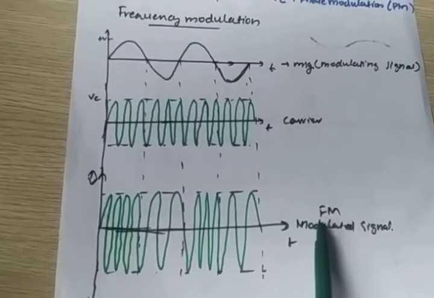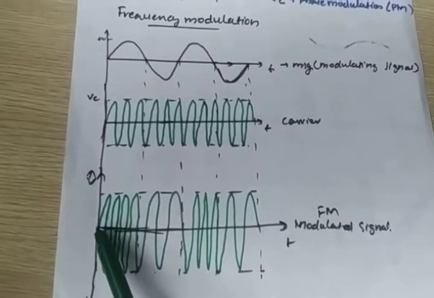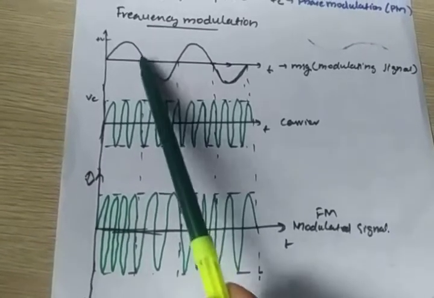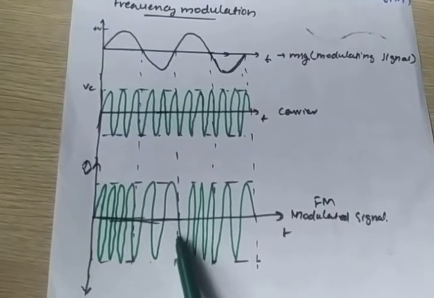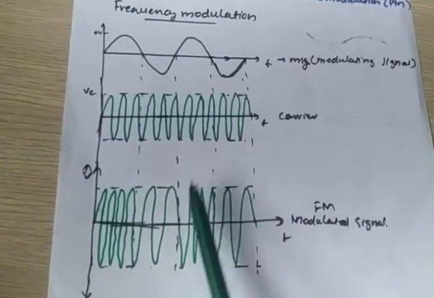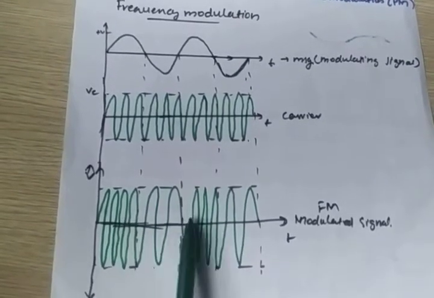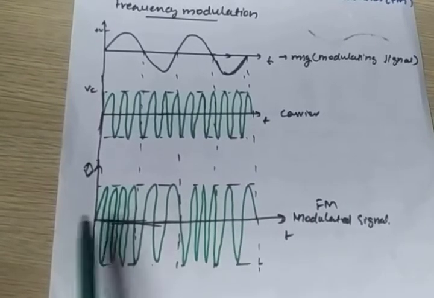Now look here, this is the FM modulated wave. In the FM modulated wave, as the amplitude increases, frequency is increasing. As the amplitude decreases, what happens to the carrier frequency? Carrier frequency is decreasing. Here again amplitude is increasing, so carrier frequency is increasing. So there are high frequency, again a low frequency, again a high frequency, again a very low frequency, like that.